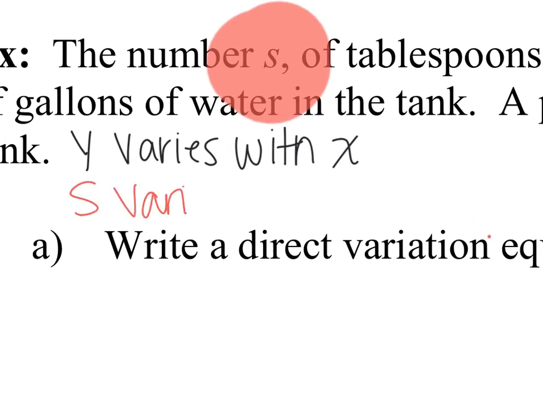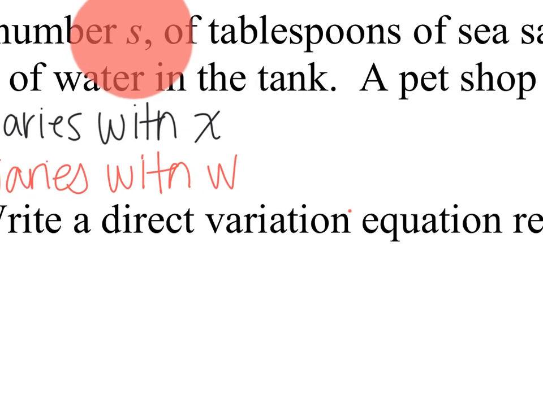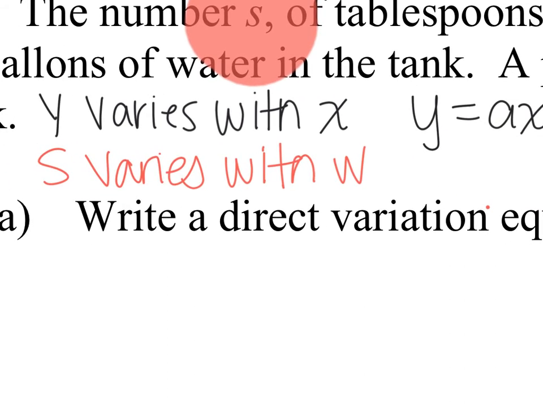S varies with W. So when normally this would mean y equals ax, what I can essentially do is everywhere I see a y, I can change it to S. Everywhere I see an x, I can change it to W. So it's going to be the equation S equals aW. And I know that it's not W equals aS because I matched it up with this.